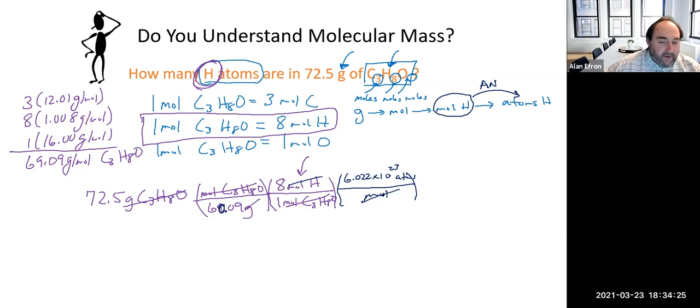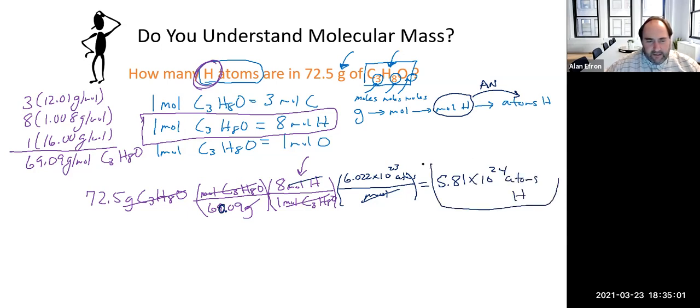So that will cancel out our moles. So now that we got the right molar mass there, we're going to multiply everything on top. So that's 72.5 times 8 times 6.022 to the 23. We're going to divide it by the molar mass, which is 60.09. Let me try that again, 60.09. And it looks like we end up with 5.81 times 10 to the 24 atoms of hydrogen. Any questions on that one there?